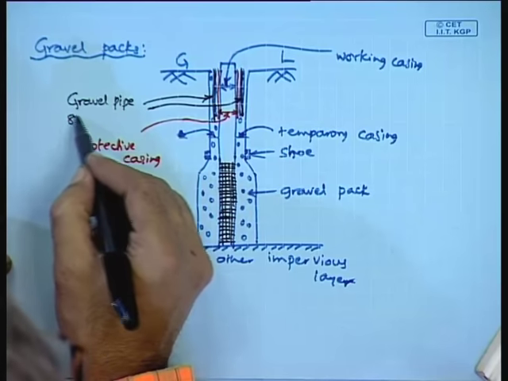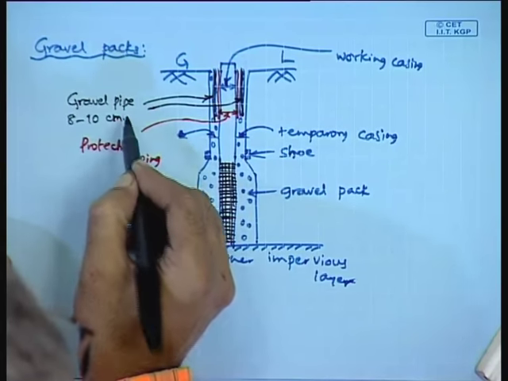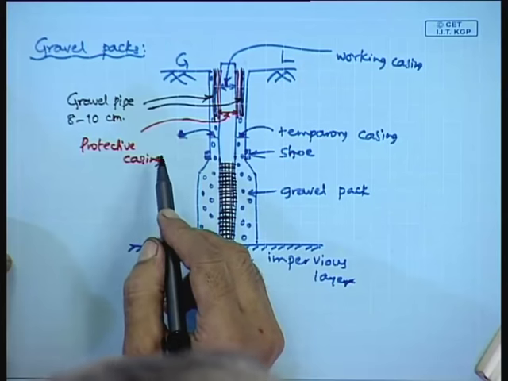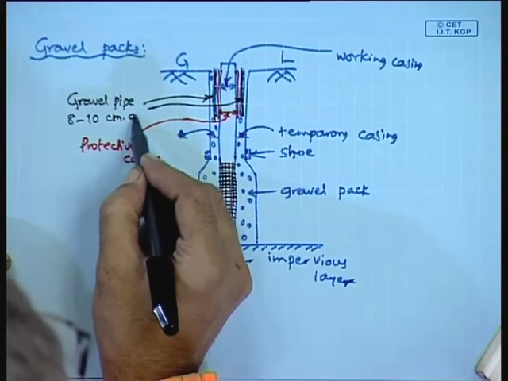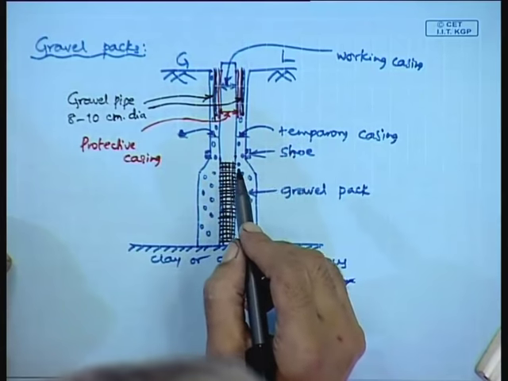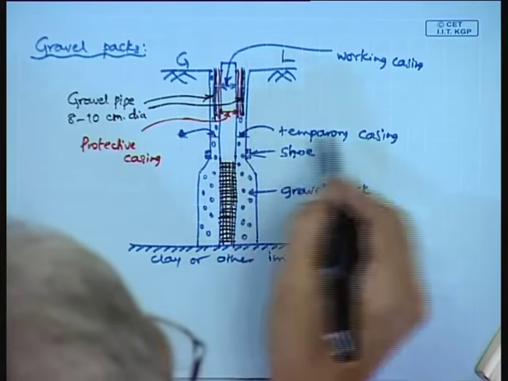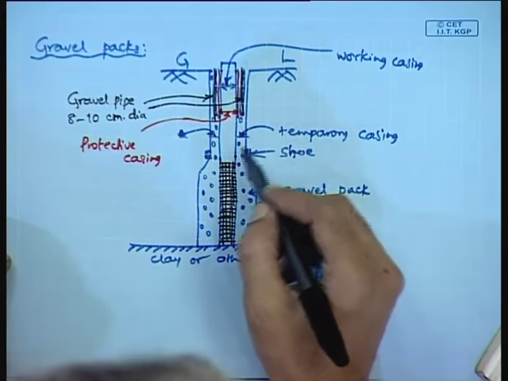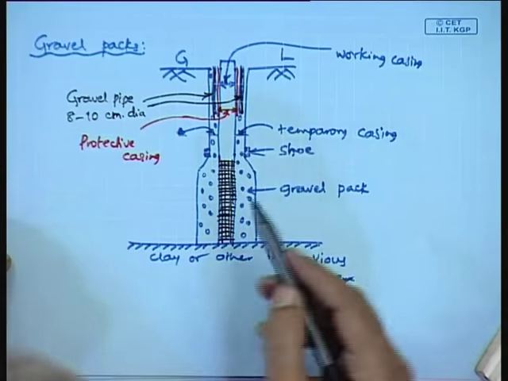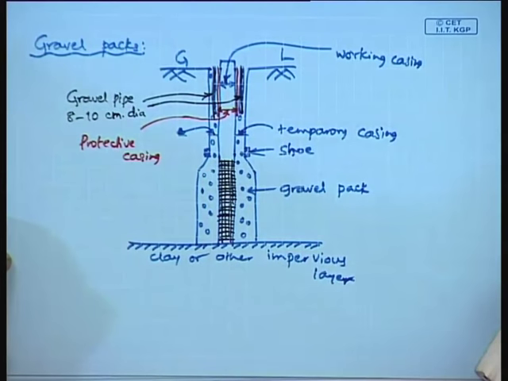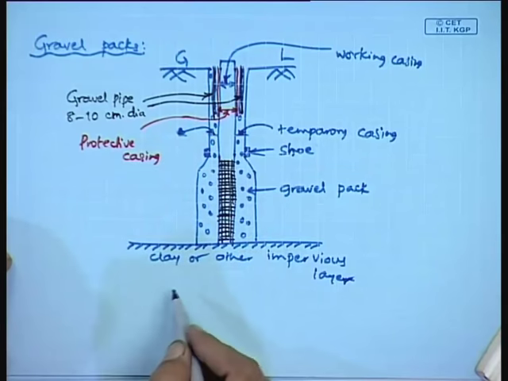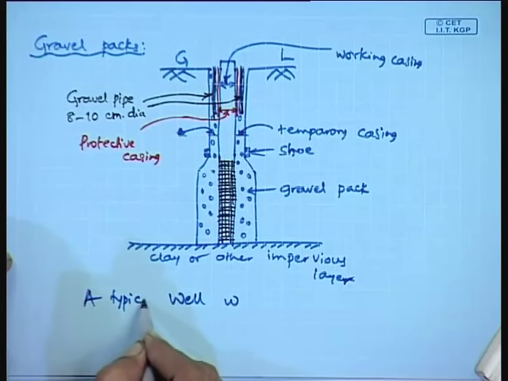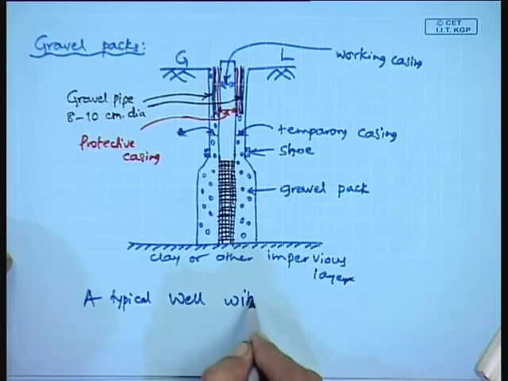This gravel pipe is 8 to 10 centimeter in diameter, and then this is a temporary casing here which of course I have already shown. This is 15 centimeter more, grouted. And then this is the top soil and all. So this is a typical well with gravel pack.